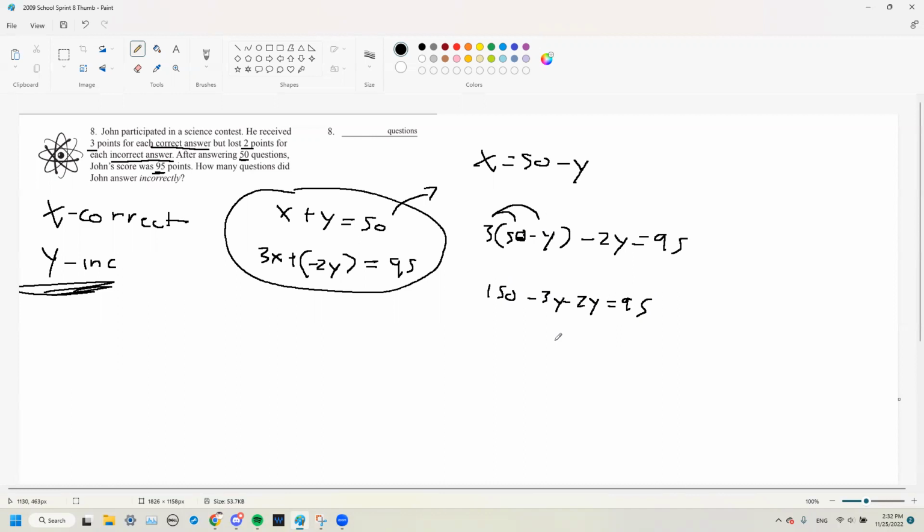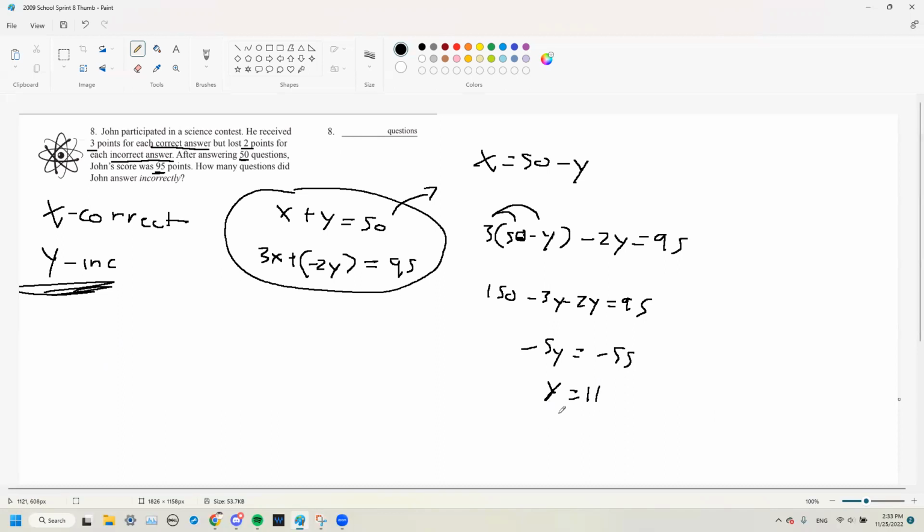Now I'm going to combine like terms. So I'm gonna have negative 5y on this side. Now I'm going to subtract 150 from both sides. After I subtract 150 from both sides, I'm left with negative 55. And now I divide both sides by negative 5 since I want to isolate the y. So I'm going to have y is equal to 11. So at this point, we do have an answer.